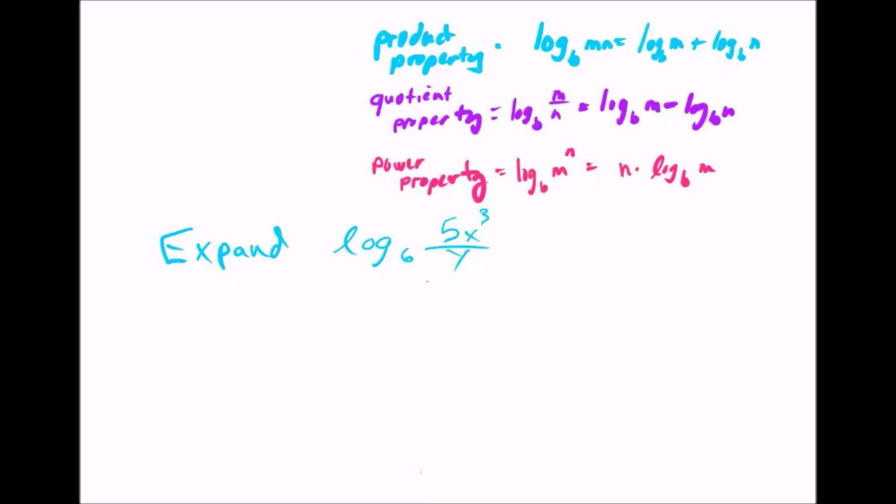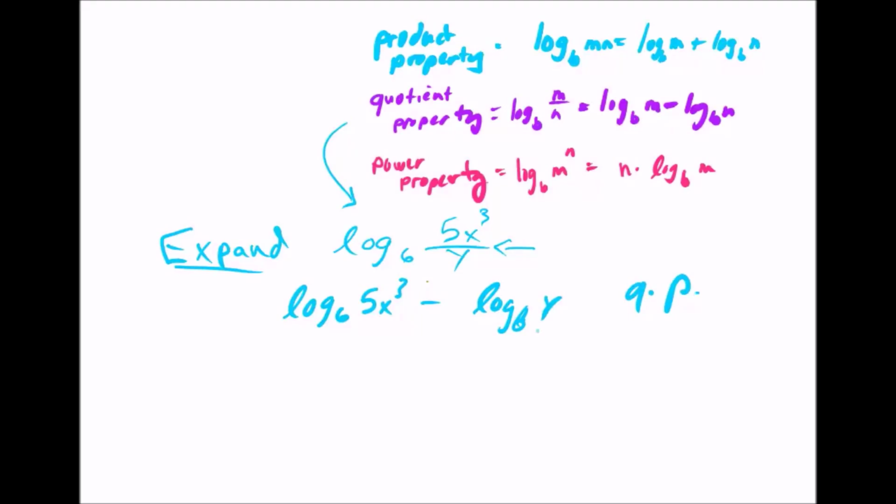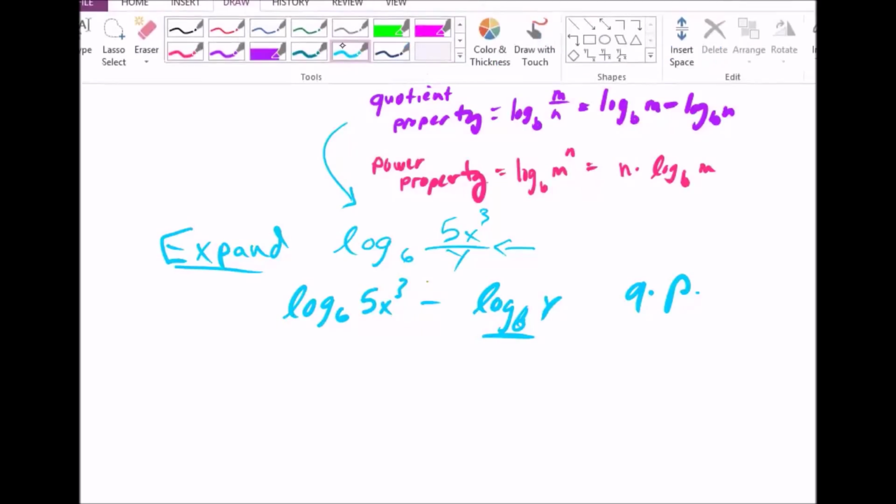Another big section is going to say expand a certain logarithm. You can't calculate it because it just has variables in it, and you're not going to come up with a number. What you're going to do is use these properties to break this down into its components. The first thing we see is that we're dividing two things, 5x cubed divided by y. So we use the quotient property to split it into two: log base 6 of 5x to the third minus log base 6 of y. Now this one's done, there's nothing more we can do there.